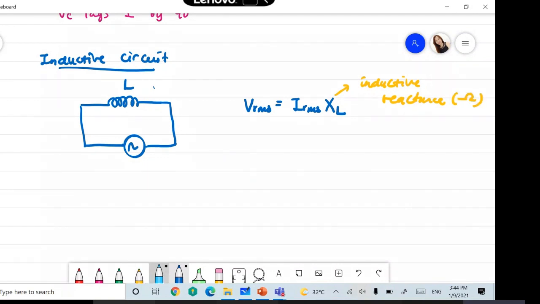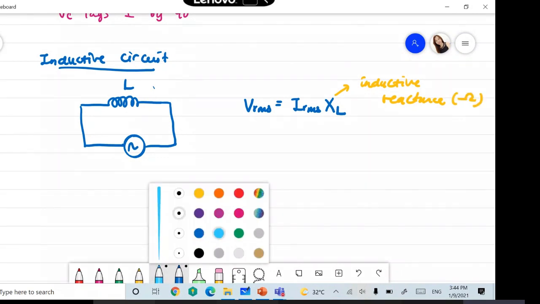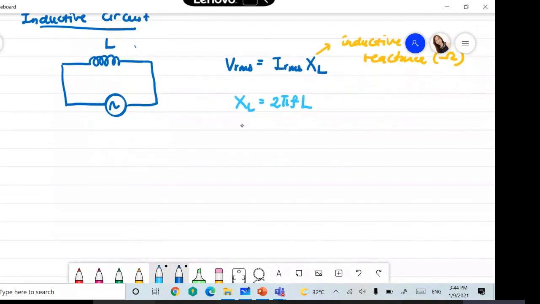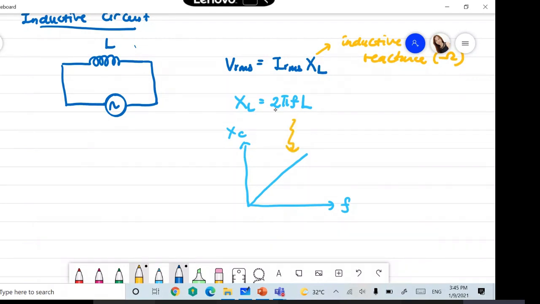Inductive reactance also depends on frequency, where XL is equal to 2 pi FL. It is proportional to the frequency. Therefore, when you plot a graph of inductive reactance versus frequency, you will get one straight line, because XL is equal to 2 pi FL. As the frequency increases, the inductive reactance will also increase.